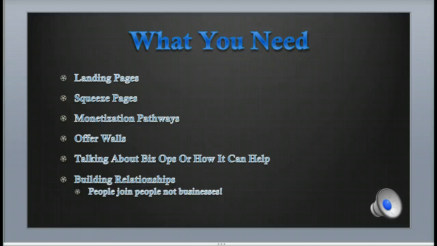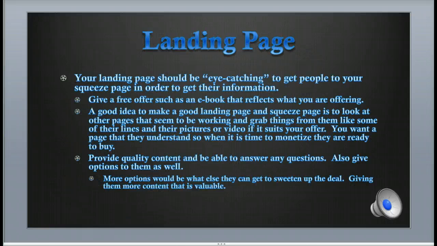Okay, so let's talk about the landing page. Your landing page should be eye-catching to get people to your squeeze page in order to get their information. So I think a good idea maybe would be to give a free offer, such as an ebook that reflects what you're offering, or maybe give some information that reflects what you're offering, that maybe is inside of your business. If you're in a business and you're trying to get somebody into your business, give them some free information in the business and offer that to them for free.